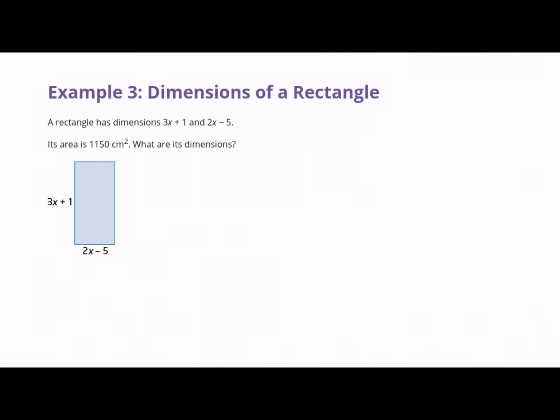Number 3, dimensions of a rectangle. We love our rectangles. So a rectangle has dimensions 3x plus 1 and 2x minus 5. So that is our length and our width. Now they're giving us an actual area in numbers. So now we can find what the dimensions are given our area.